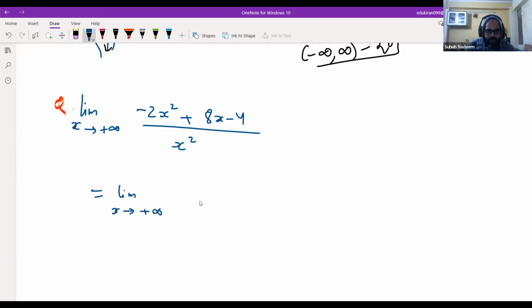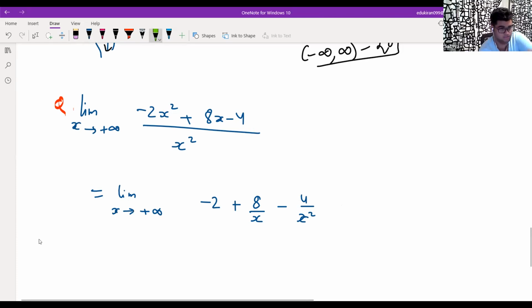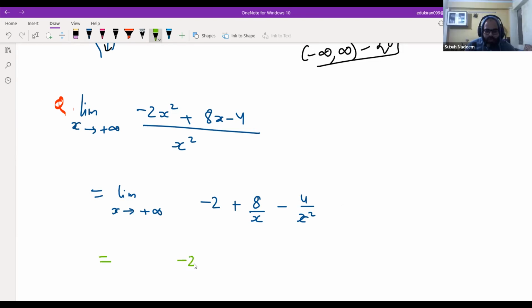Minus 2x square by x square will be minus 2, plus 8x by x square will be 8 by x, minus 4 by x square. This is how you can write it if you divide all three terms by x square. This is what you are going to get. Now, minus 2 is a constant. It will not be affected.